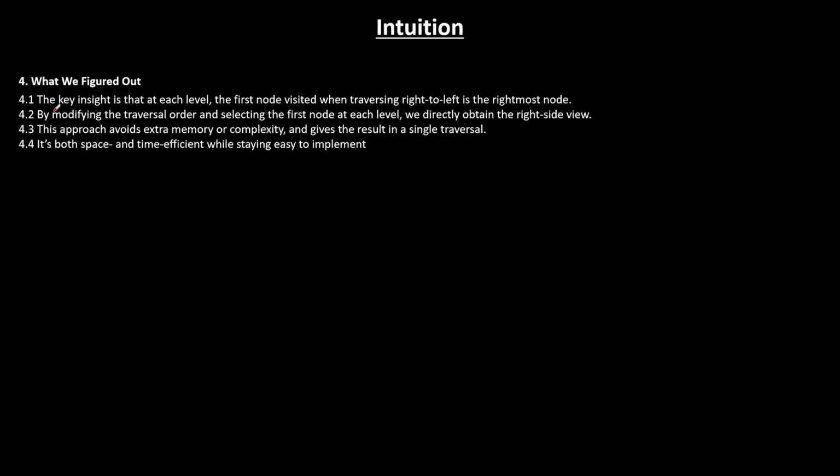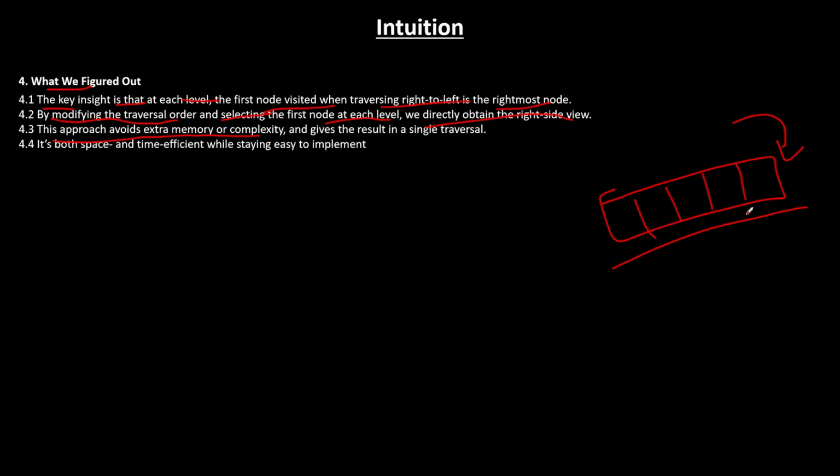Okay. So what to figure out? The key insight is that at each level, the first node visited when traversing right to left is the rightmost node. By modifying the traversal order and selecting the first node at each level, we directly obtain the right side view. Correct? This approach avoids extra memory or complexity. If you remember, we were trying to use extra space to store the values, and after storing all the nodes of the particular level, we tried to get the last node from it. And it's both space and time efficient while staying easy to implement.